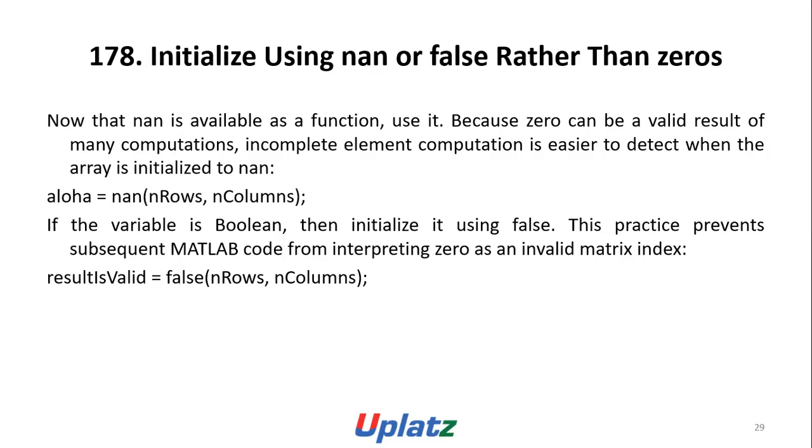If the variable is boolean, then initialize it using false. This practice prevents subsequent MATLAB code from interpreting 0 as an invalid index. Results isValid equals false, n columns.